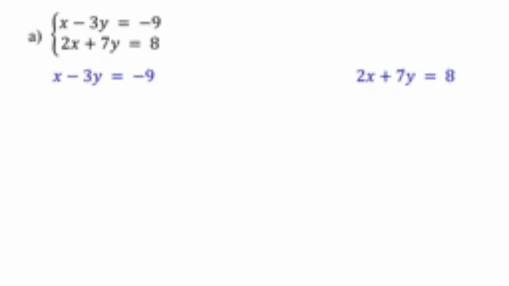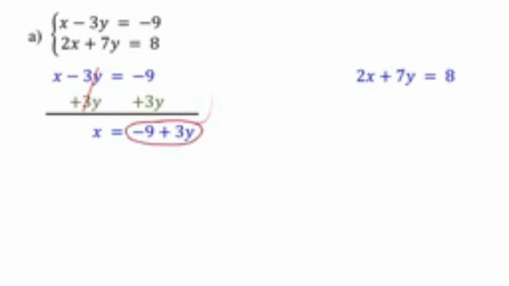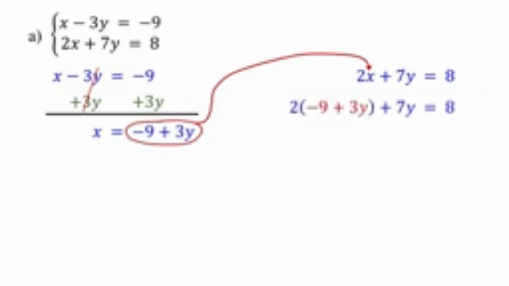The coefficient of the x variable in the first equation is 1, making it easier to isolate x in the first equation. So let's go ahead and do that. Add 3y to both sides of the equation. These cancel out, and you get x equals negative 9 plus 3y. Now that we have x by itself, the next step is to substitute this expression into the second equation for x. That is why it is called the substitution method.